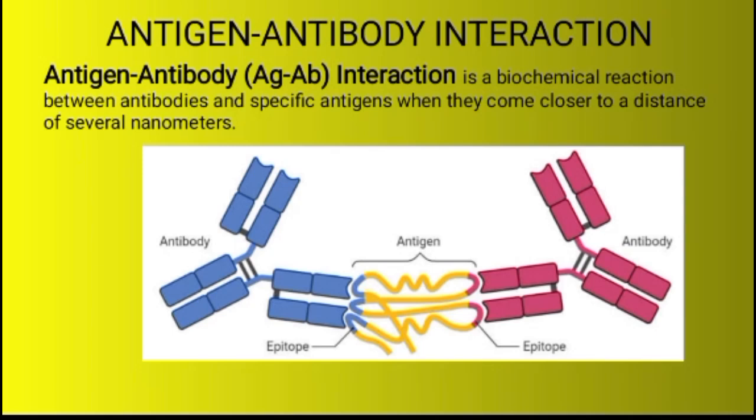And these can be determined by their valency or their kinetics. Valency is how many antibodies can bind with the antigen, or vice versa. So the antigen-antibody reaction is just a biochemical reaction between antigen and antibody. Specific antigens can bind to specific antibodies when they come closer, to a distance of several nanometers.